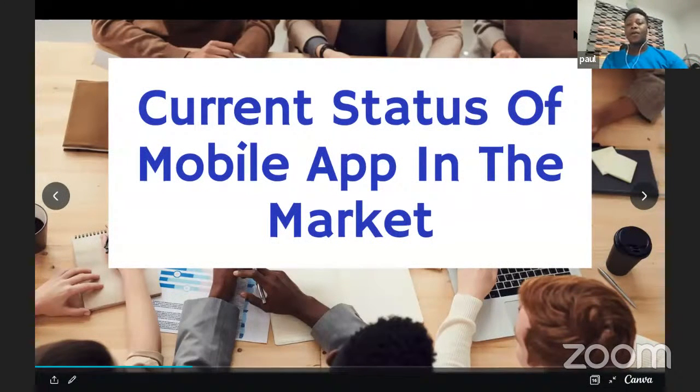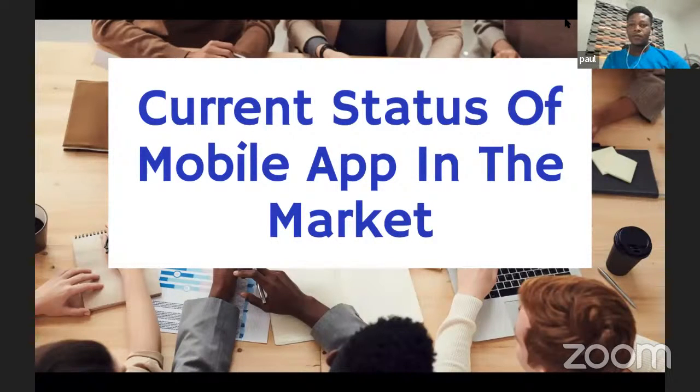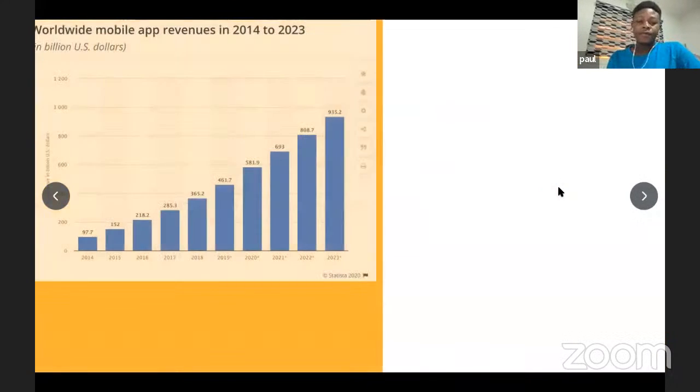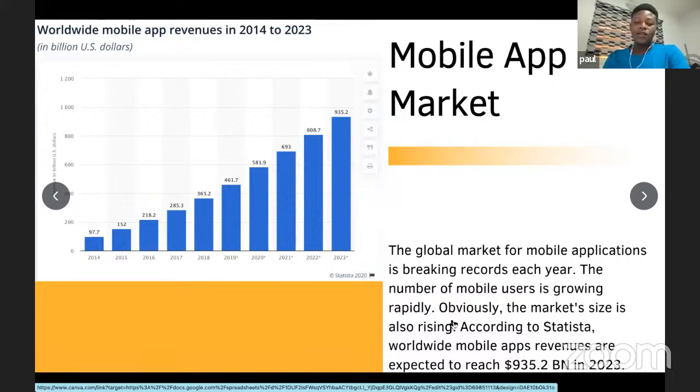The current status of mobile application in the market. The global market for mobile applications is breaking records each year. You can see the chart I have here. From 2014 to 2022, it has climbed up, like it's skyrocketing. The market is there, the records are there. The number of mobile applications is growing rapidly. It's not stopping, it's really increasing. Obviously, the market size is also rising.